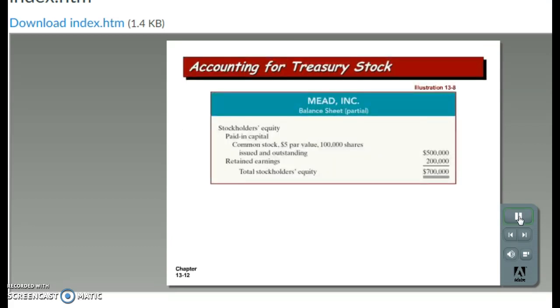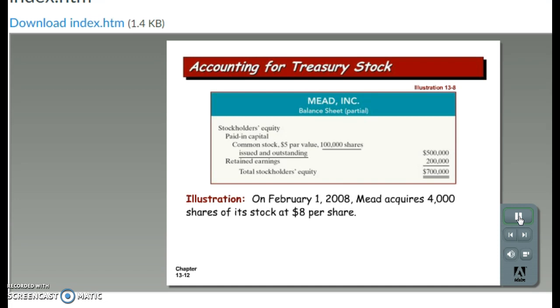Meade's balance sheet reflects common stock of $500,000. Remember that this amount is issued shares multiplied by par value. Meade's common stock is calculated as 100,000 shares issued multiplied by the $5 par value, resulting in $500,000 of common stock. At this point, Meade does not have any treasury stock because issued and outstanding shares are both 100,000. Adding retained earnings of $200,000 to the common stock arrives at total stockholders' equity of $700,000.